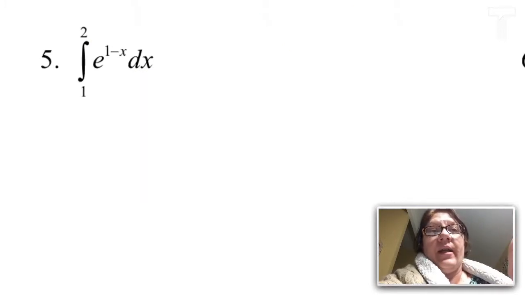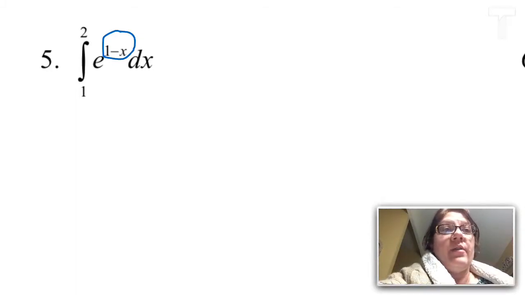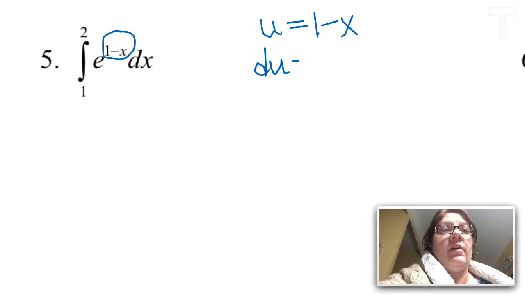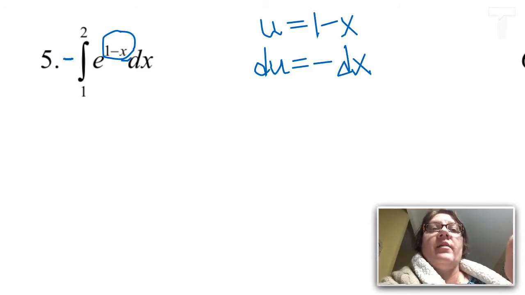Well, we know that we can't have a crazy exponent on e if we're integrating. All we can have is just a plain variable. So I'm going to have to let u be that expression. And then when I take the derivative of it, I'll get negative 1 dx. So I'm going to have to slip a little negative 1 in there. If I do that, I got to do it on the outside.